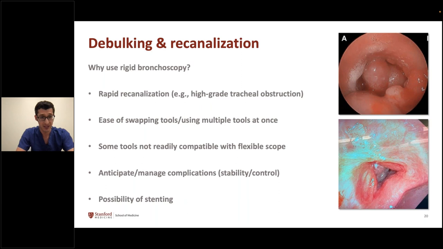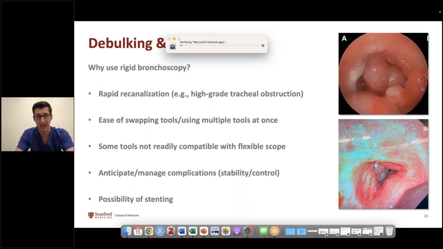Another thing that we've talked about is anticipating and managing complications, that very qualitative, very subjective appreciation of stability and control that's sometimes conferred with rigid bronchoscopy. And then lastly, the possibility of stenting. In a few slides, we'll talk about stenting that absolutely can be done with a flexible scope alone, but larger stents and certainly silicone stents are sort of predicated on the ability to use rigid bronchoscopy.